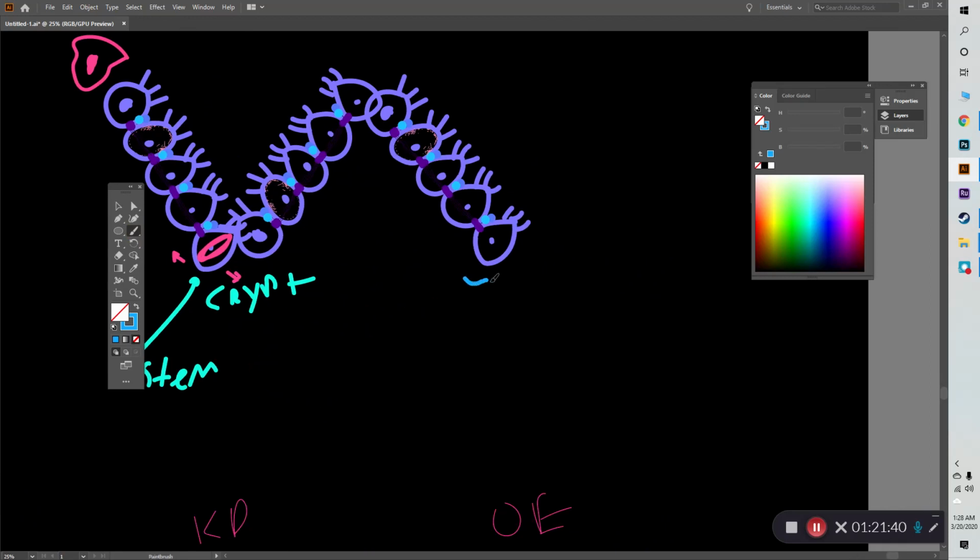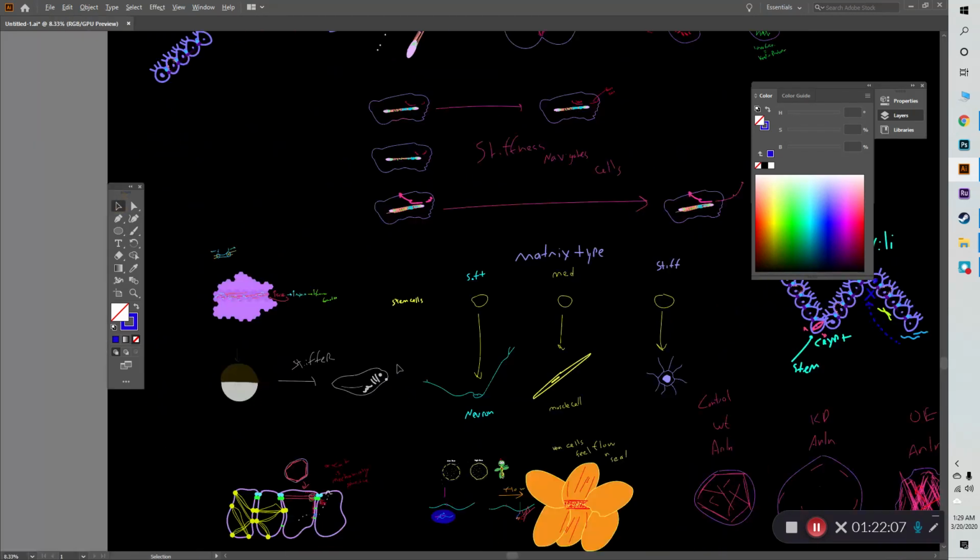Down here we could have very soft matrix. And then up here, you know, maybe it gets a little more rigid. This could help differentiate the cells. And then up here, we have very rigid matrix. So as the cells progress up here, they're going to differentiate more. And it's going to change the internal signaling inside of these to maybe eventually be like this and get sloughed off.